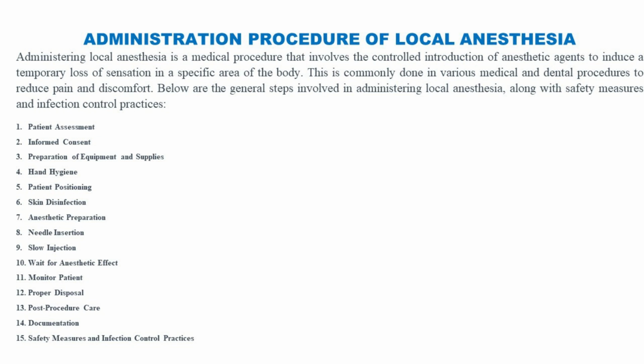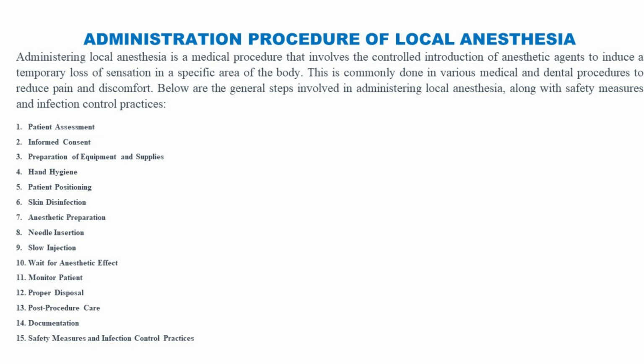Administration procedure of local anesthesia. Administering local anesthesia is a medical procedure that involves the controlled introduction of anesthetic agents to induce a temporary loss of sensation in a specific area of the body. This is commonly done in various medical and dental procedures to reduce pain and discomfort. Below are the general steps involved in administering local anesthesia, along with safety measures and infection control practices.